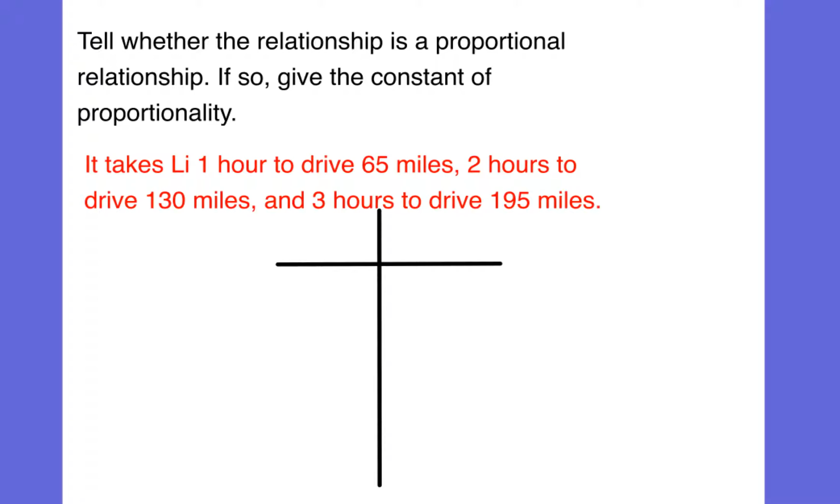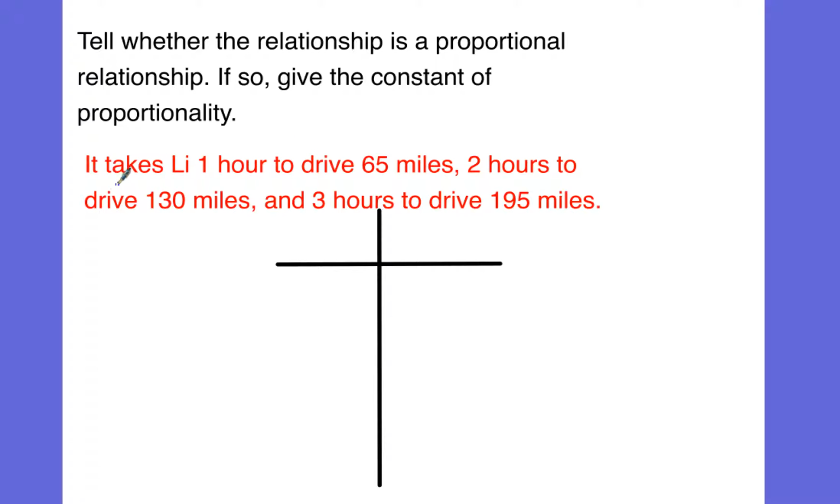So let's look at something else here. We've seen input-output tables. Now we're going to take a word problem, take a situation here, and we're going to determine if the relationship is a proportional relationship. And then if it is, we're going to give that constant of proportionality.